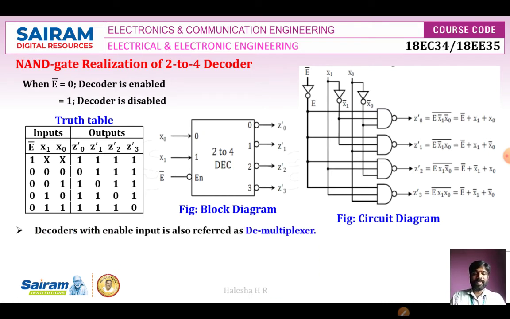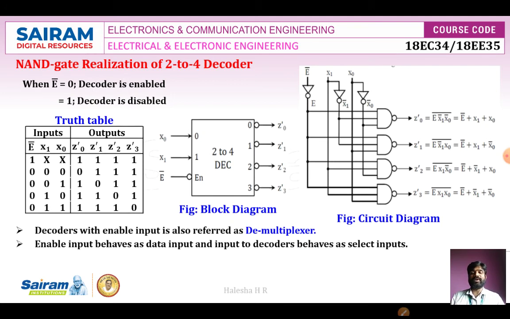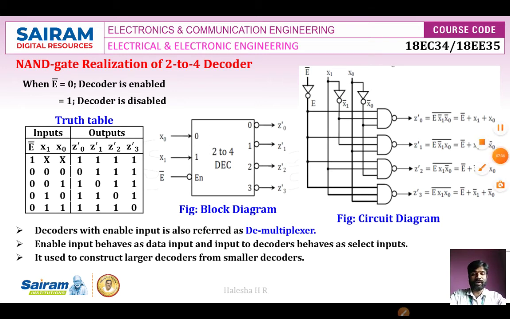Apart from this, a decoder with enable input is also referred to as a demultiplexer. That means here the enable input behaves as a data input, and the input to the decoder behaves as a select input. Apart from this, the additional feature is that it is used to construct large decoders from small decoders.